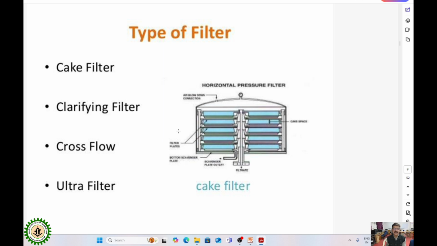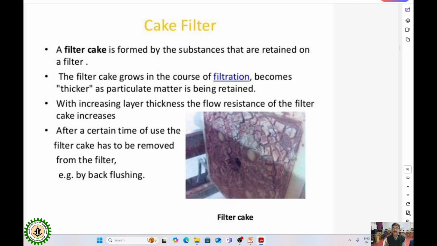Types of filter, as I mentioned: cake filter, clarifying filter, cross flow filter, ultra filter. Cake filter is common, as I mentioned. The filter cake grows in the course of filtration and becomes thicker. With increasing layer thickness, the flow resistance of the filter cake increases, and after a certain time of use, the filter cake has to be removed from the filter. After that, backwashing or back flushing is required.